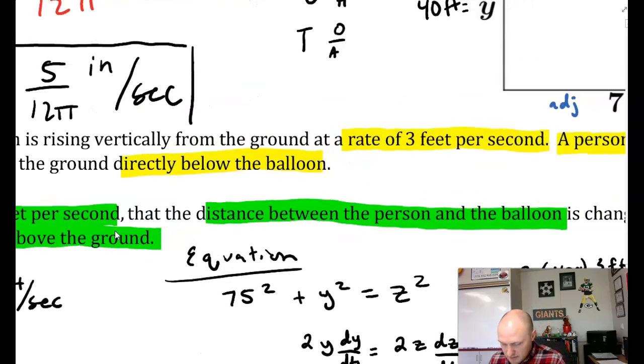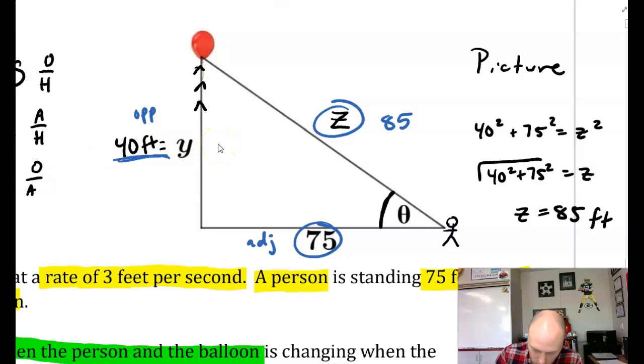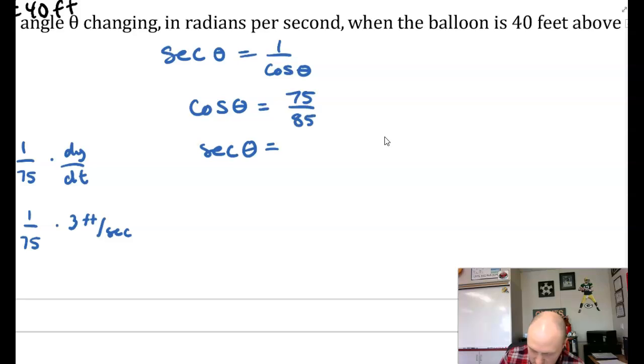So I'm going to go back to my triangle, which is here. Here is theta, okay, and I want cosine. So cosine theta is the side adjacent over the side that is hypotenuse. That is the hypotenuse. So adjacent, 75. The side hypotenuse, 85. And that is, again, because this is at the moment when y is equal to 40. I already determined that that side was 85. Okay, so adjacent over hypotenuse, 75 over 85, which means that secant is 85 over 75.